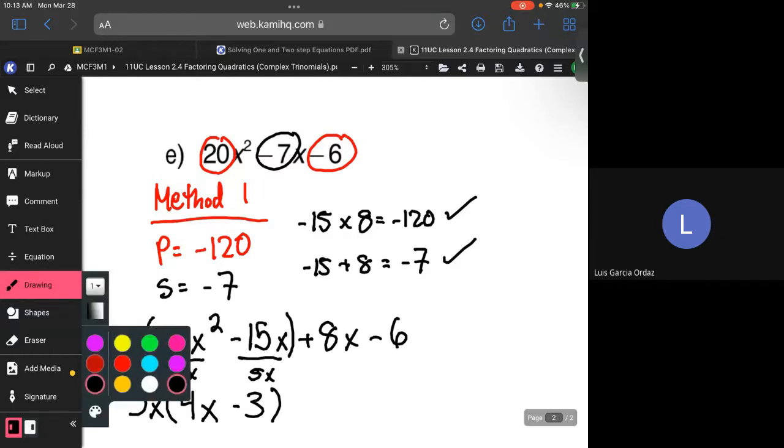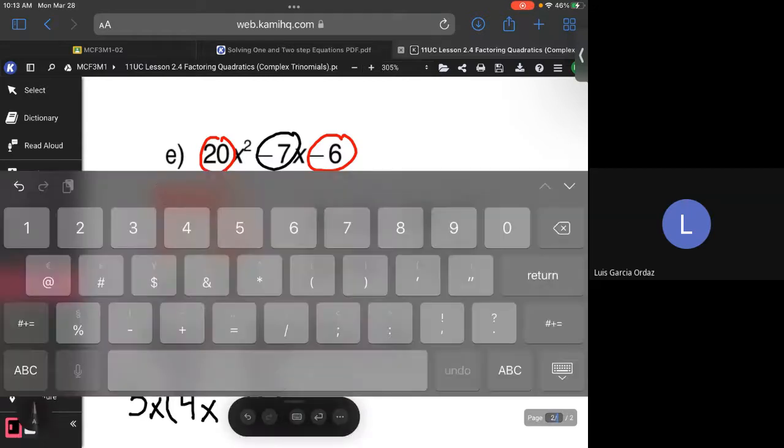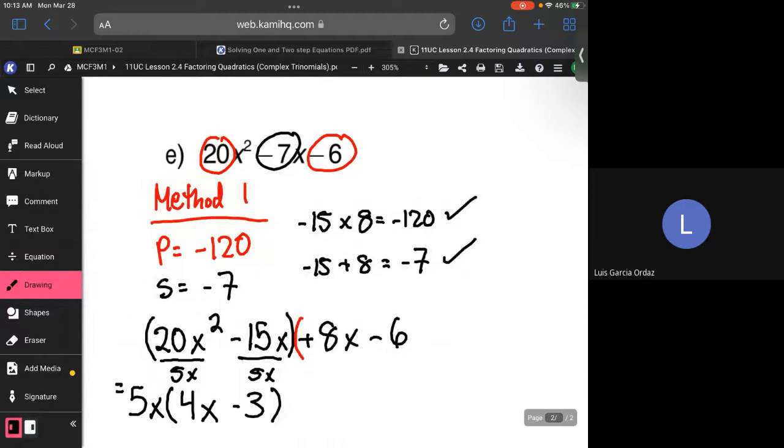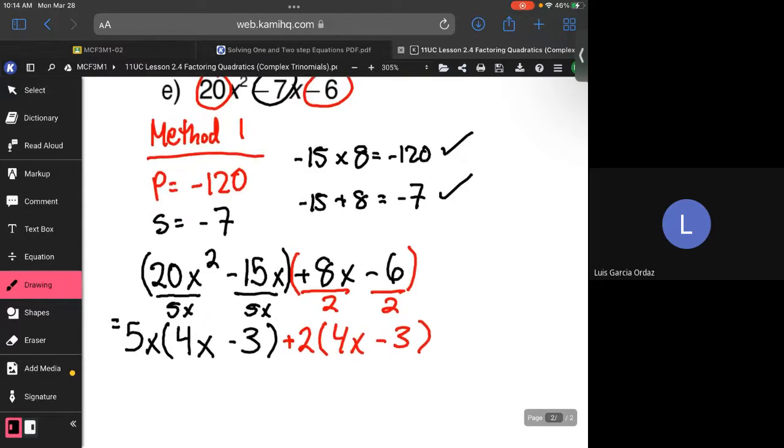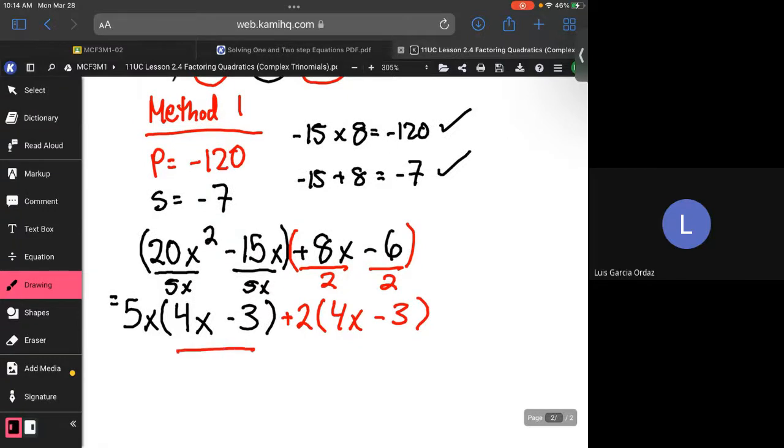Now let's go on to the next one. So I have 8x minus 6. What's the biggest common factor between 8x and -6? 2. Which means I'm dividing both of these by 2. So what's 8x divided by 2? 4x. What's -6 divided by 2? -3. Are both of my brackets the same? Yeah. So what is my final answer going to be? Yep.